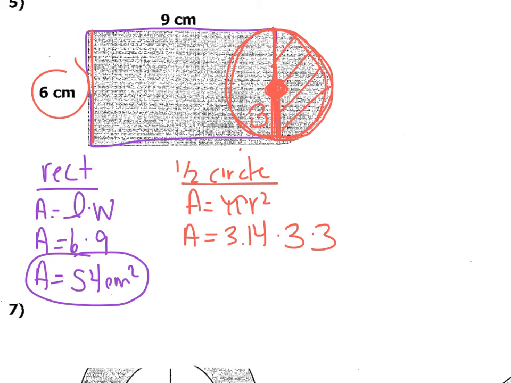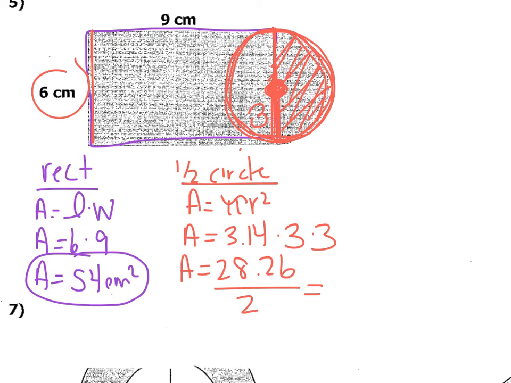So we have to do 3.14 times 3 times 3. And when you do that, you get 28.26. Now that's, again, the area of the entire circle. So just to get the half circle, now I need to divide that by 2. So I'm going to divide it by 2, and I get 14.13 centimeters squared.